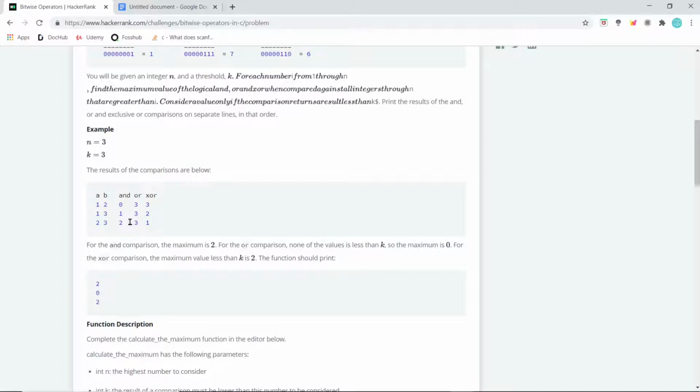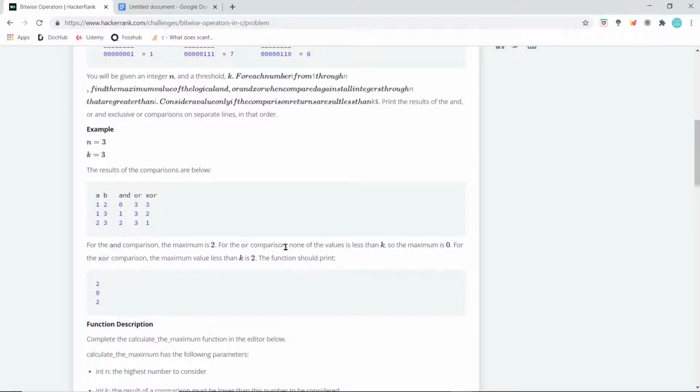In the second line, all of the values are 3, so the value should be less than k. Okay, k is equal to 3, the value should be less than 3, but all of these are equal to 3, so we will not consider any of these three results for the OR operation and will output 0.